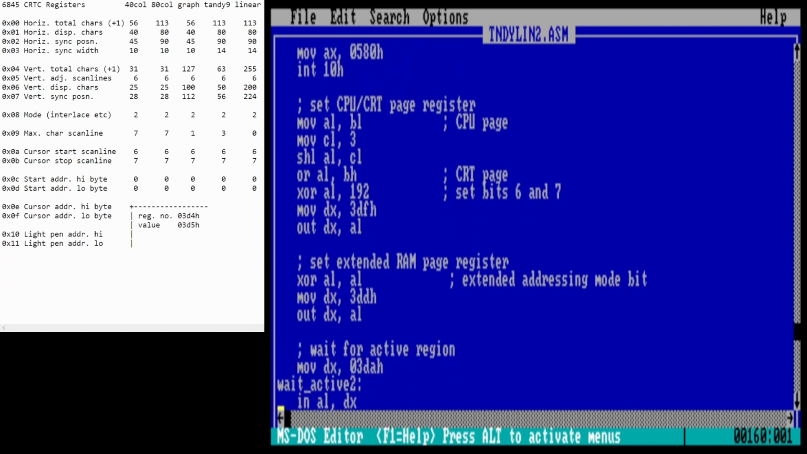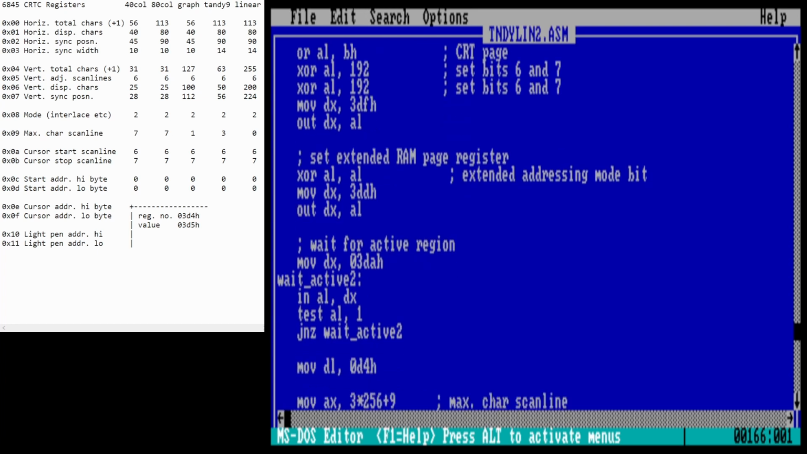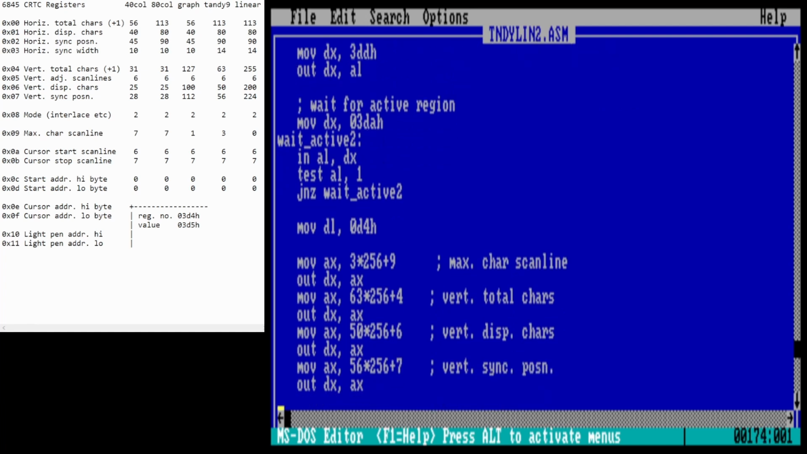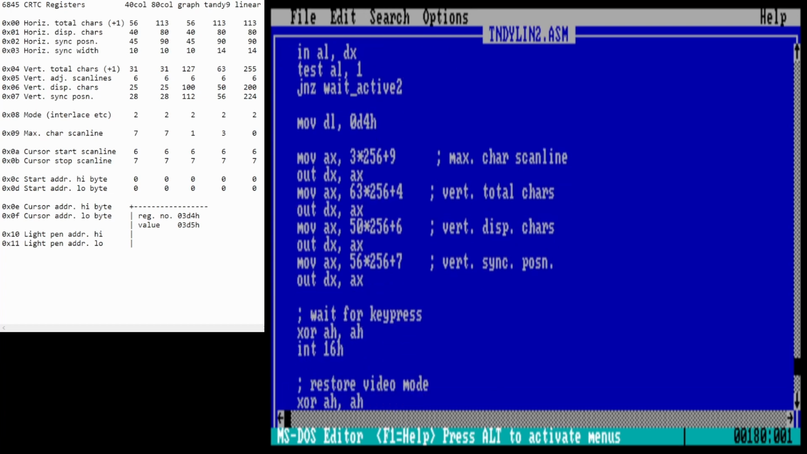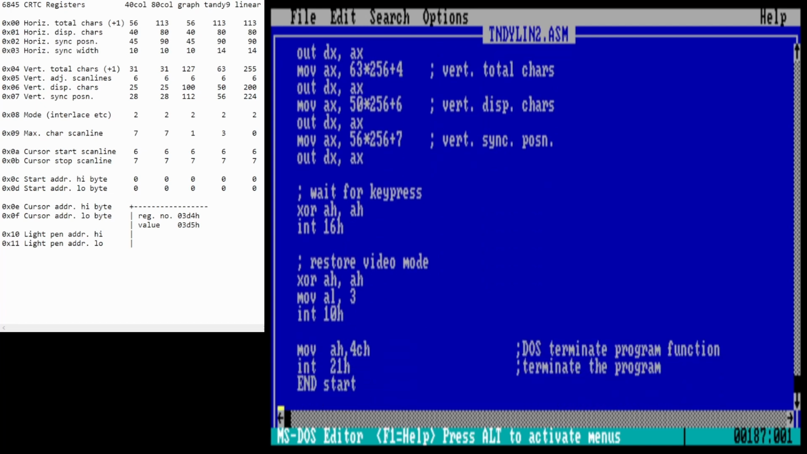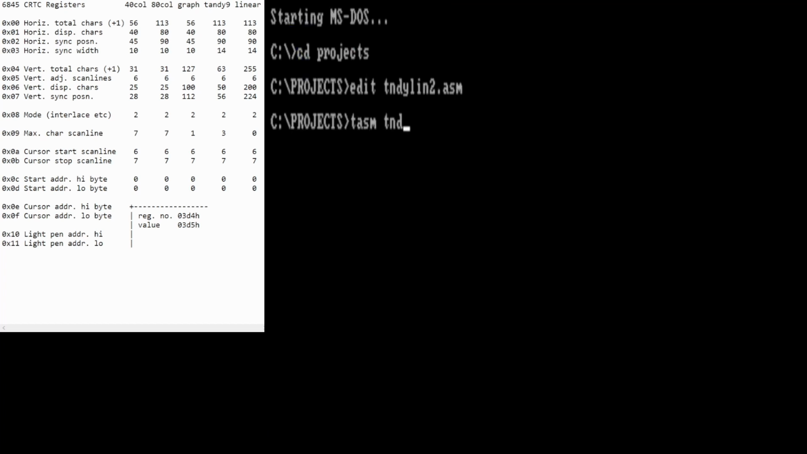And now we need to change the CRTC registers back, so we again wait for the active region, and we go back to having a maximum character scanline value of 3, and we just change all the other values back to what they were for Tandy Mode 9. So now we're back in Tandy Mode 9, and we can wait for a key press again. And finally, we just restore the text mode and exit to DOS. So that's all there is to it, and basically now all we need to do is just assemble this, and then we should be able to link it and run it on genuine hardware.